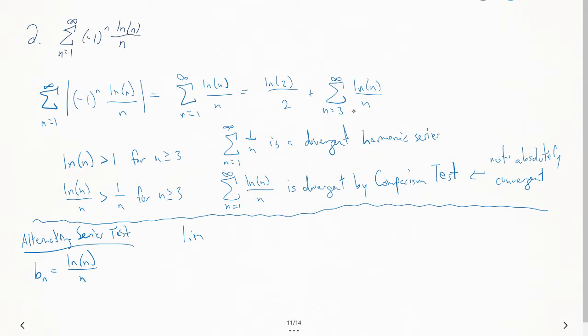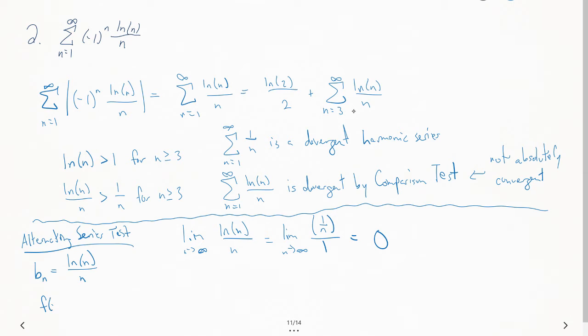Well, that's not hard for the limit as n goes to infinity. So limit as n goes to infinity of natural log of n over n. We can use L'Hopital's rule. So it becomes 1 over n over 1, which equals 0. So good, we're okay there.